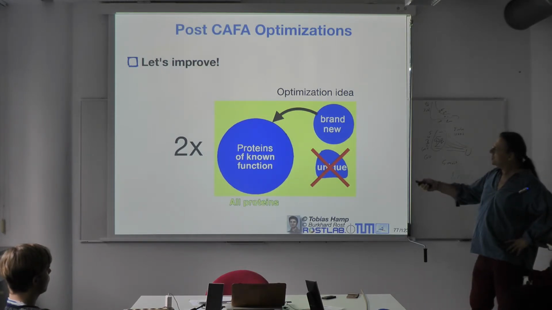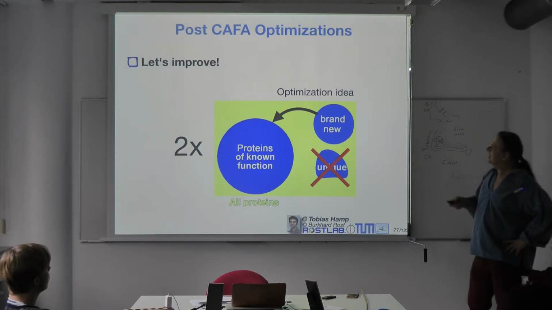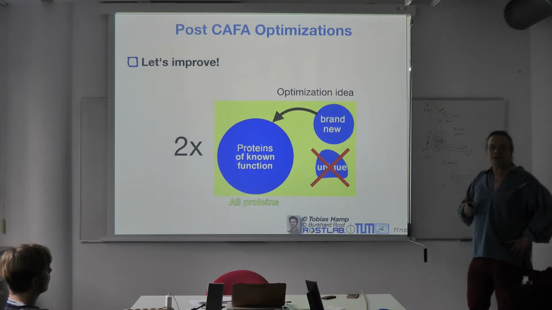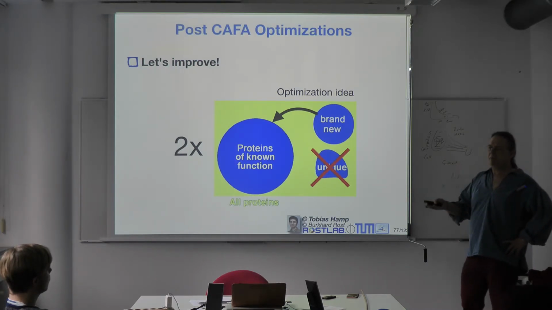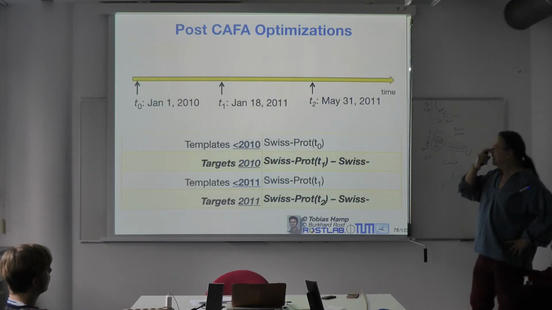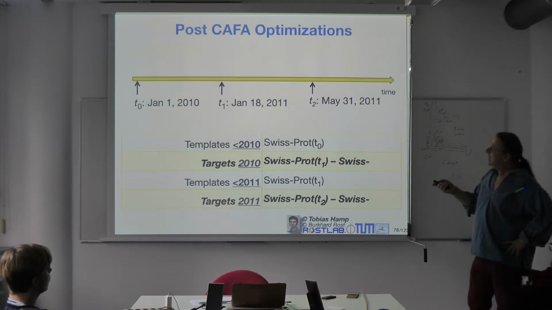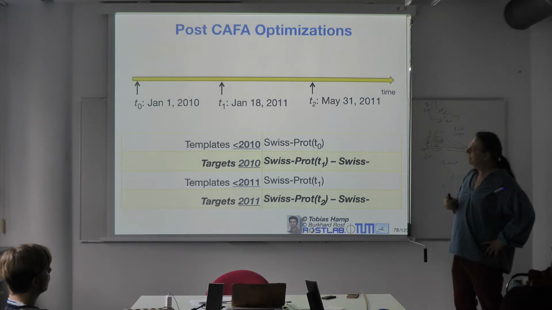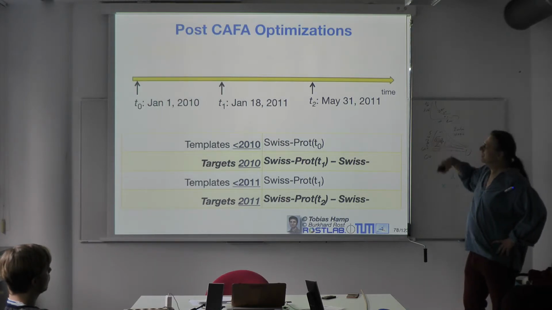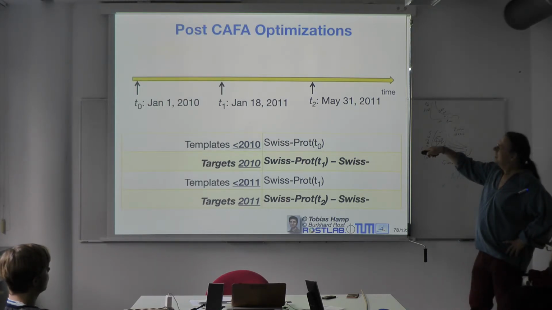So after CAFA, the number of proteins had increased, and the idea simply was to take new proteins. New proteins have better annotations because new experiments are much more accurate than older ones. And let's redo the CAFA. In fact, let's redo the prediction method that we had, the optimization of the three original methods.